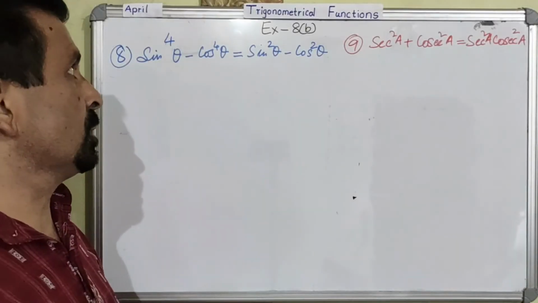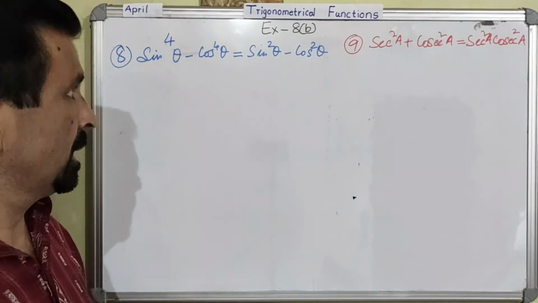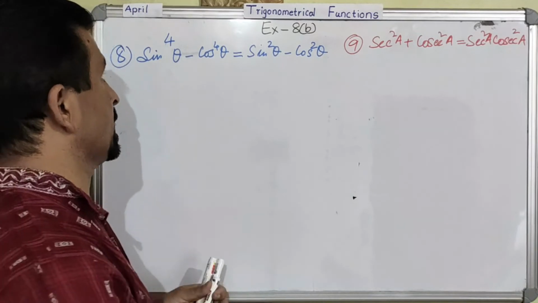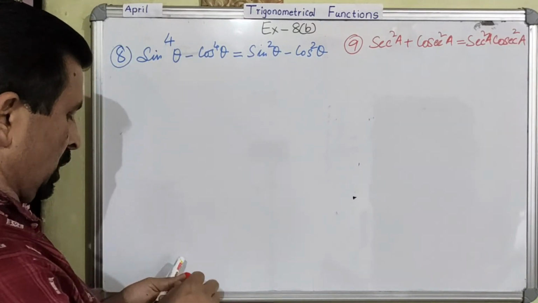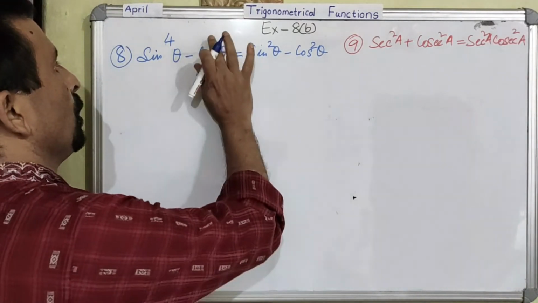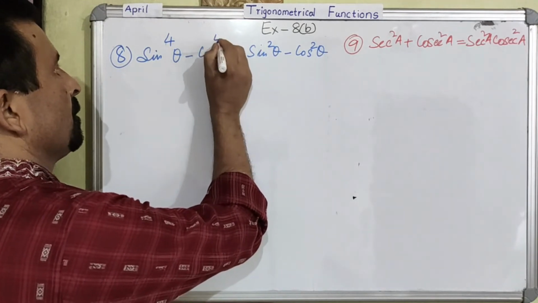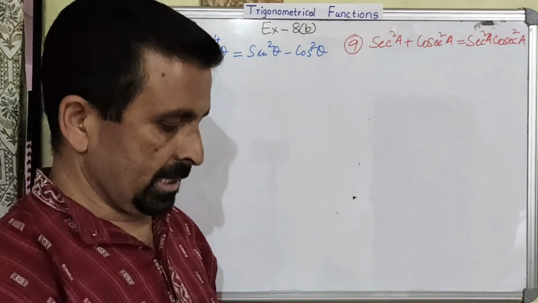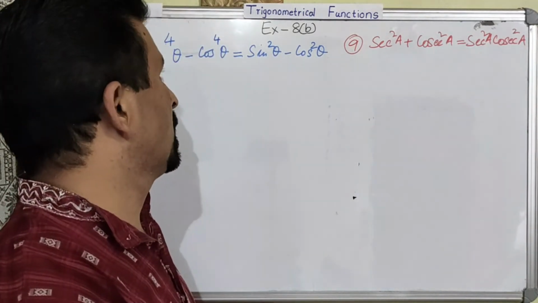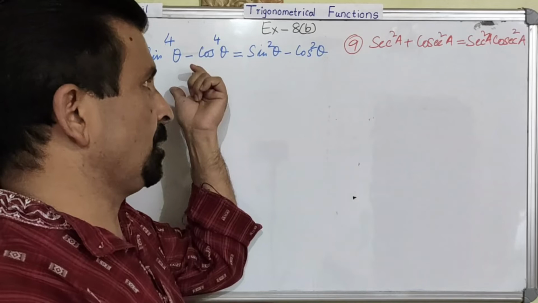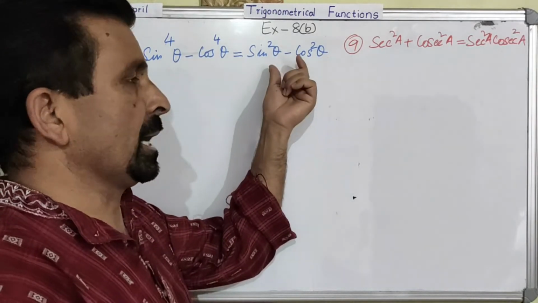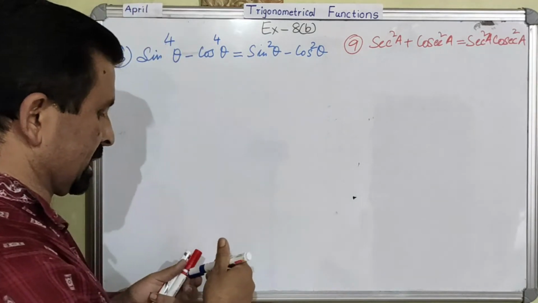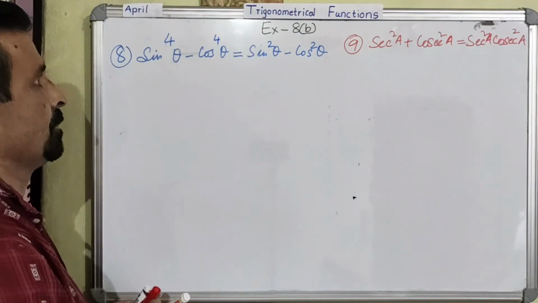Now we will move on to question number 8. Left hand side is sine to the power 4 theta minus cos to the power 4 theta is equal to sine square theta minus cos square theta. Right. Now we can see that left hand side is comparatively tougher than the right hand side, because here the degree is 2 and this is degree 4. Therefore, we will start this question from the left hand side, right?